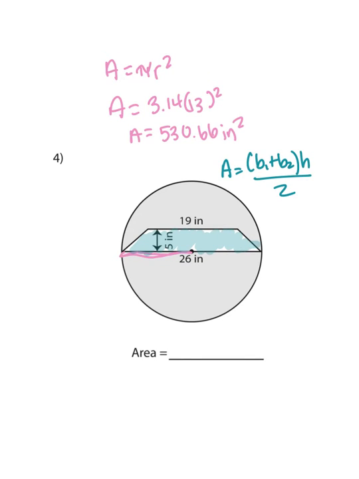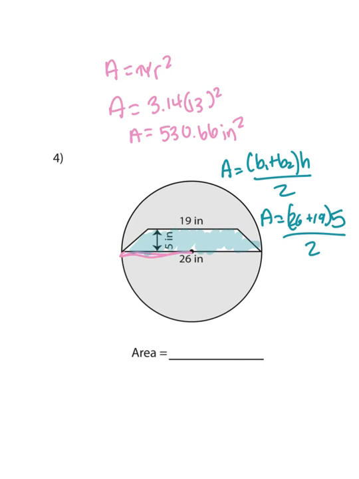Okay, so I'm going to look, and I need to know what my bases are. So if I look at this, base 1 is going to be this. It really doesn't matter which one you use as base 1 and base 2, as long as you use one for base 1 and one for base 2. So I've got 26 and I have 19. So I'm going to have 26 plus 19, and then I need to do times my height. And it shows me right here that my height is 5.